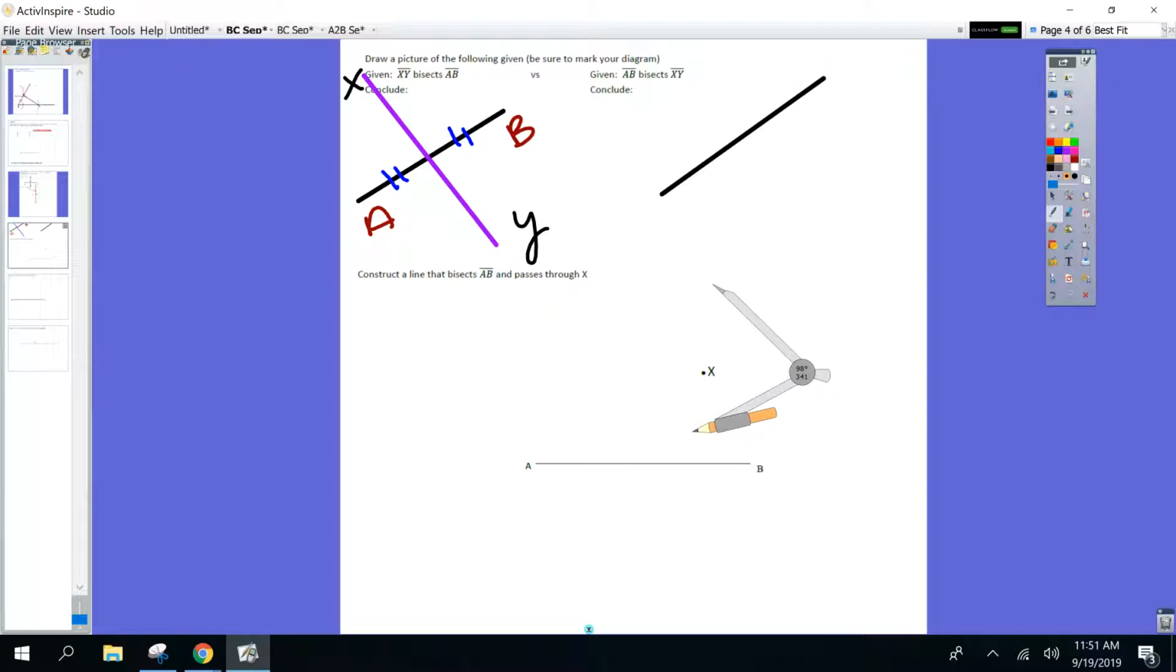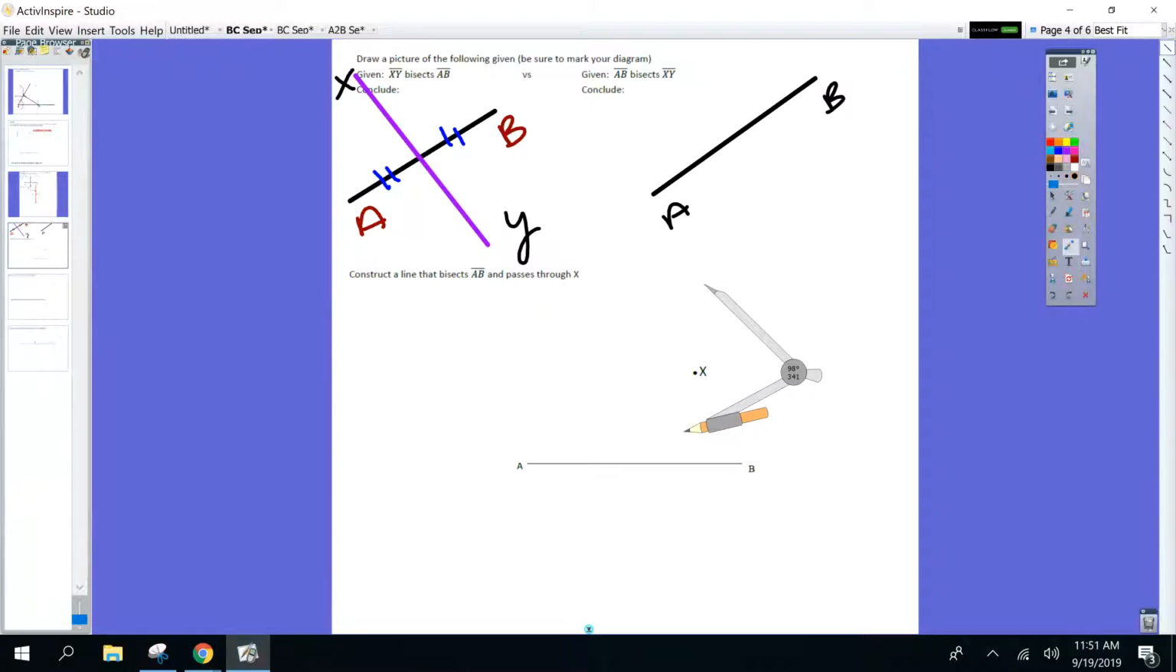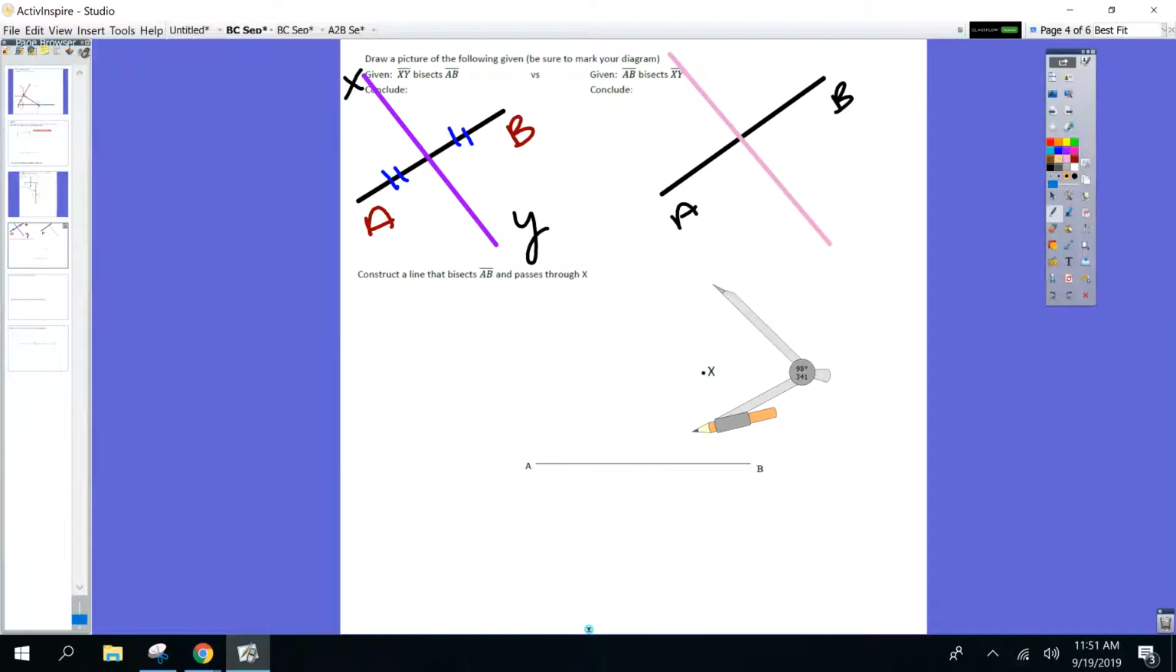Flip the script. AB bisects XY. I am going to do the same diagram right now. I want to know what changes, though. All right, I'm going to do the same diagram. What's got to change? What's got to change, Sydney? Where are they now? On XY, because XY is being cut in half.